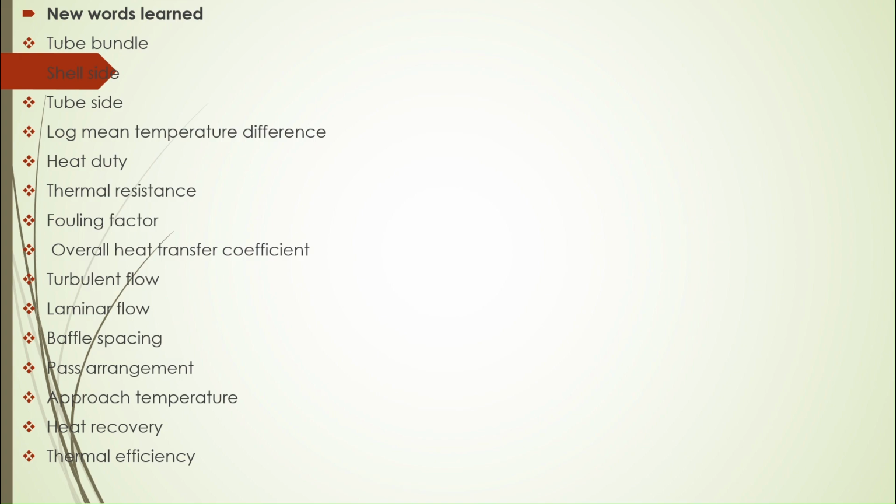The main technical words to learn are tube bundle, shell side, tube side, heat duty, fouling factor, baffle spacing, thermal efficiency, and overall heat transfer coefficient. These terms are important for understanding heat exchanger design and operation.